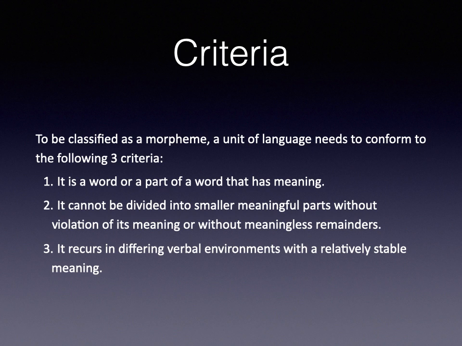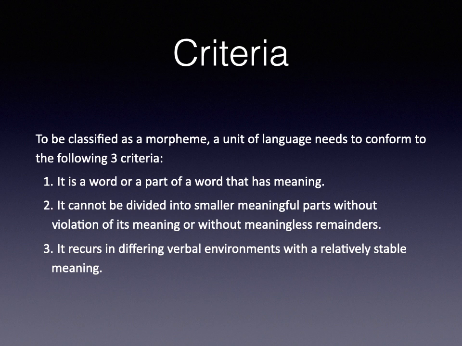Second criterion. A morpheme cannot be divided into smaller meaningful parts without violation of its meaning or without meaningless remainders. This means that you can divide a word into its constituent morphemes. But if you take a morpheme and then you divide it, then you don't get other morphemes. Then what you do is you get parts which are meaningless in themselves or which have a violated meaning. Violated meaning means that the meaning of that part has nothing to do with the meaning of the morpheme itself.